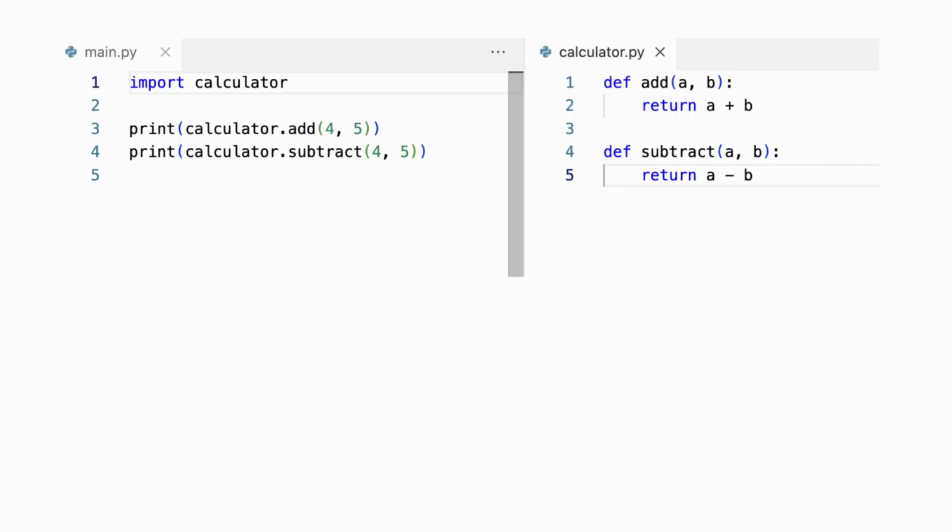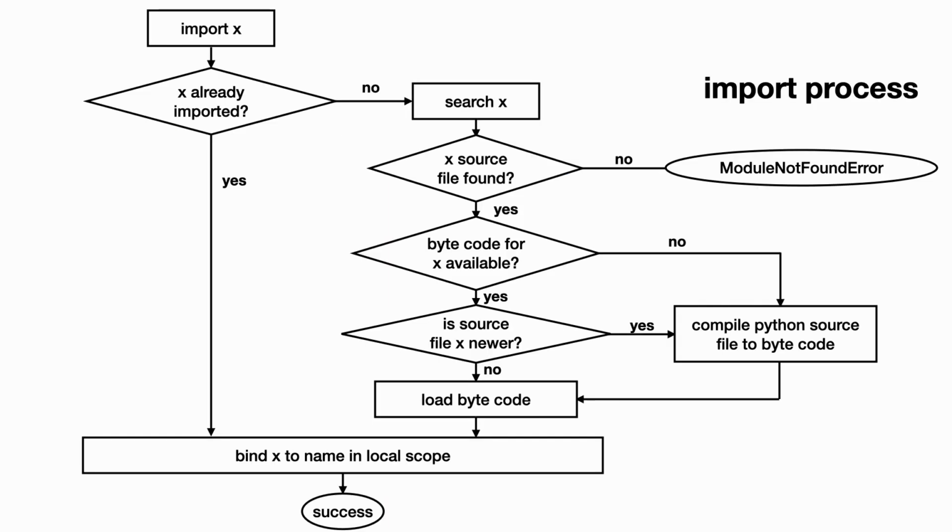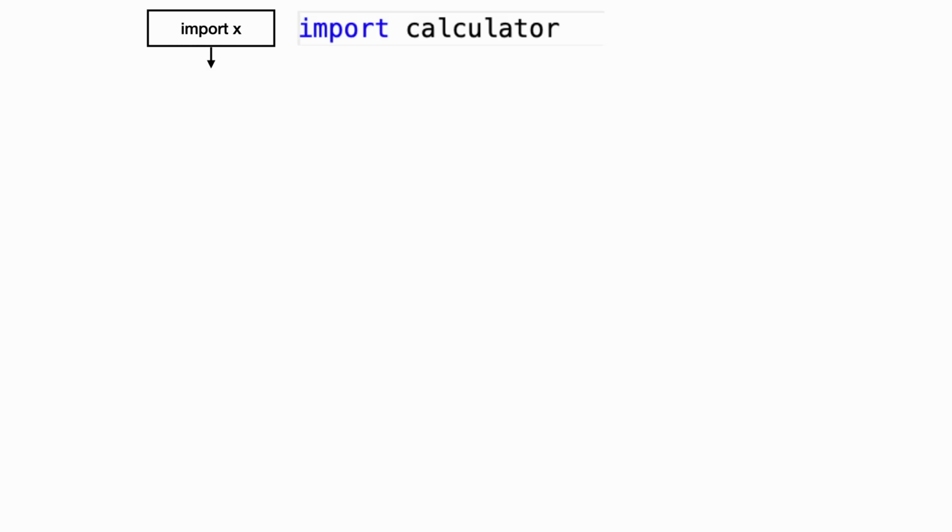For this, I will use the example from the last video. The example has a main script and calculator module. It is quite amazing what will happen once main imports calculator. Here is the process. But don't worry, I will take you through it step by step. I start with the import statement.